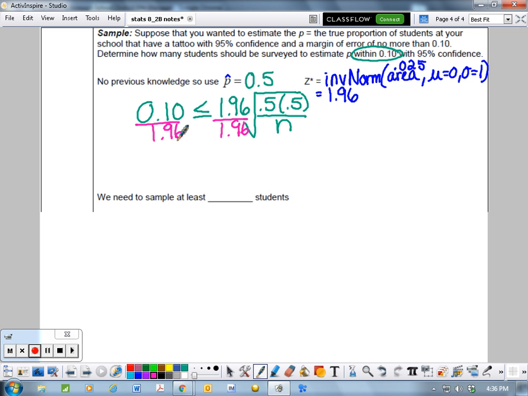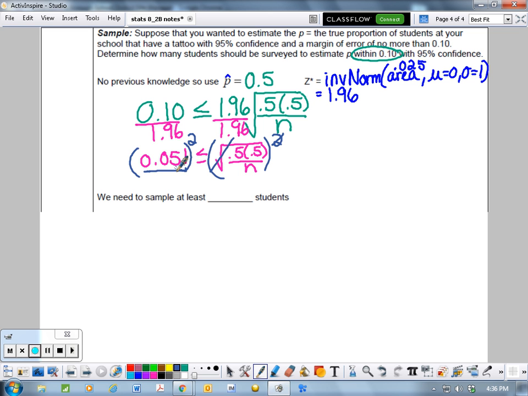So 0.1 divided by 1.96 gives me 0.051, less than or equal to the square root of 0.5 times 0.5 over n. So the first thing I want to do, before I can move anything out, is get rid of the square root. So now I'm going to square both sides. And that square will cancel out with the square root because they're inverse operations. Even though I've written down that I'm going to square this number, I'm going to square the full decimal on my calculator because it's still on my calculator.